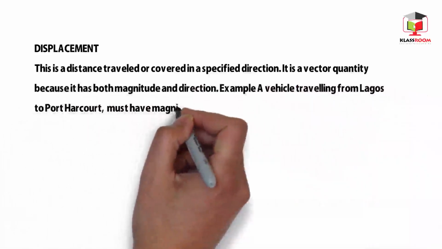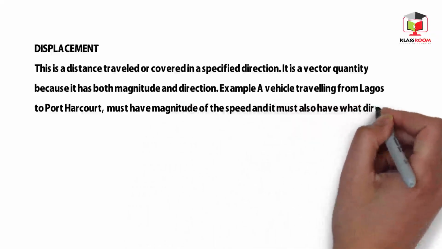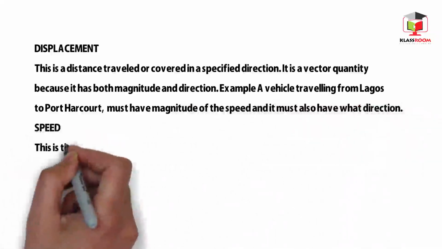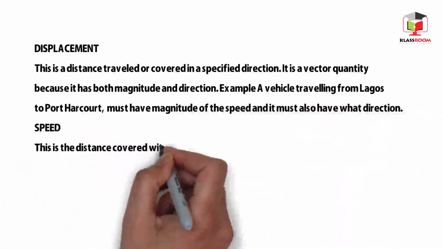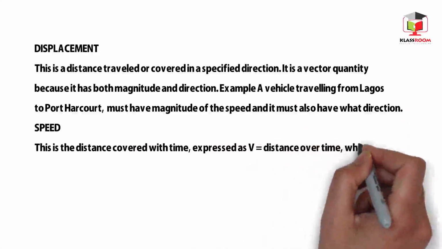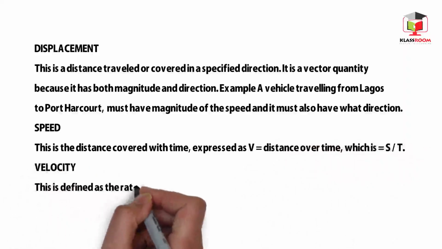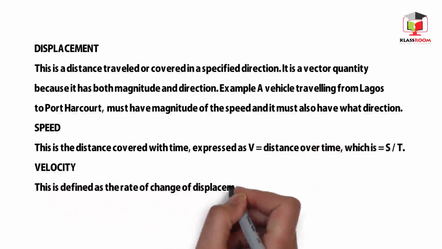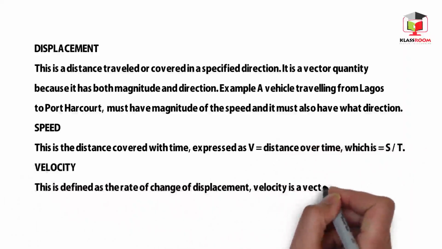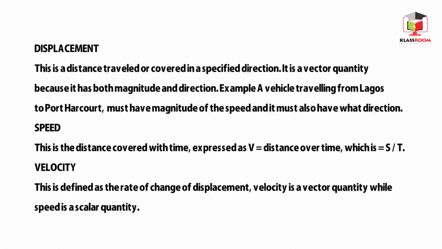A direction. Speed. This is the distance covered with time, expressed as v equals distance over time, which is v equal to s over t. Velocity. This is defined as the rate of change of displacement. Velocity is a vector quantity, while speed is a scalar quantity.